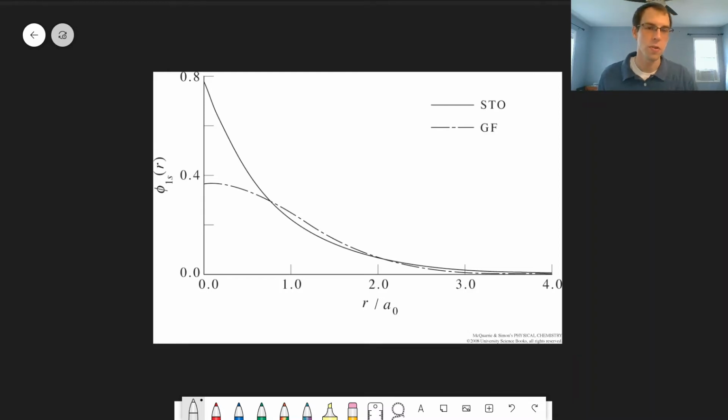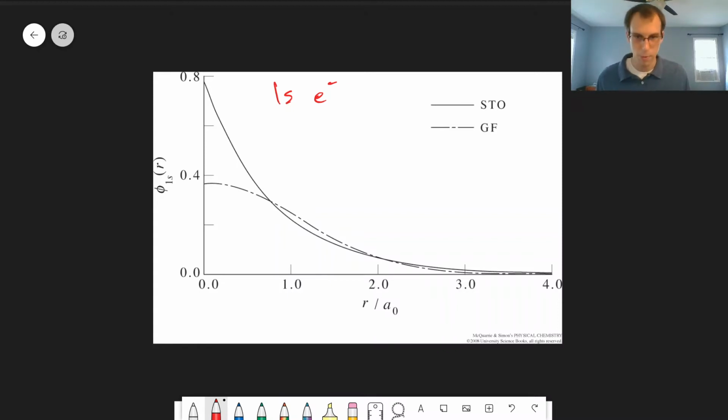So first of all, to show the problems that we have with using Gaussian functions and why we can't just use them straight up, is this figure from your textbook. In the solid line, we have an STO, a Slater type orbital, for a 1s electron. We're just looking at the radial part of the function, ignoring the angular part because that's the same between the Gaussian and the Slater type orbitals.